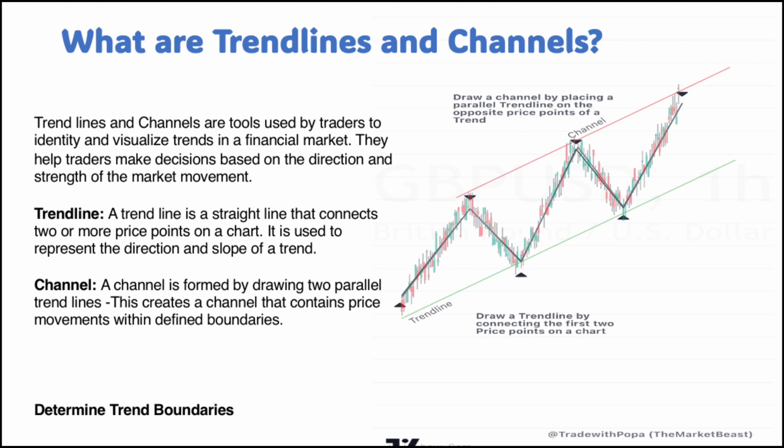Now, a trend line is a straight line that connects not more than 2 points on a chart, and it's used to represent the direction and slope of a trend. While a channel is formed by drawing two parallel trend lines, this creates a channel that contains price movement within defined boundaries. As you can see in the image on my right, there's a trend line at the bottom and then a parallel line on the top, forming a channel resistance.